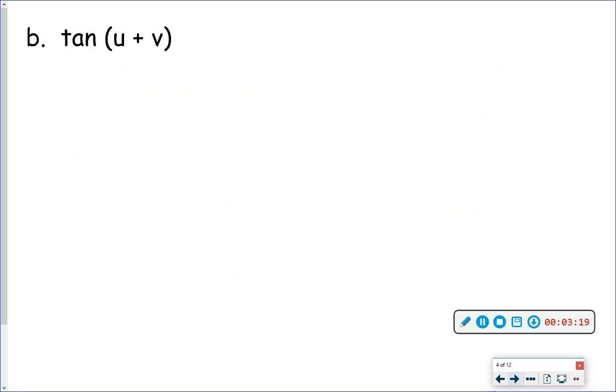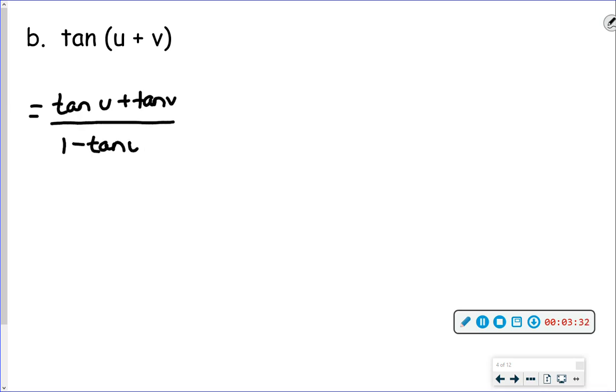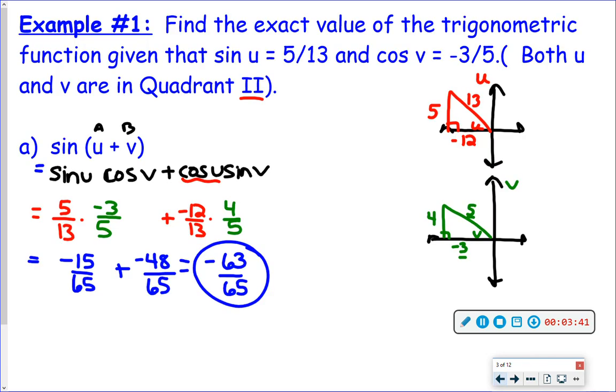Because next up, we have tan of u plus v. So first I'm just going to write out the formula off our identity sheet. Tan of the first angle plus tan of the second over 1 minus tan u tan v. Now, we obviously need the tangents on these triangles, so I'm going to flash it back a slide here. On the top one, the red, I'm going to write tan of u. Tangent is opposite over adjacent, so that's going to be -5/12.